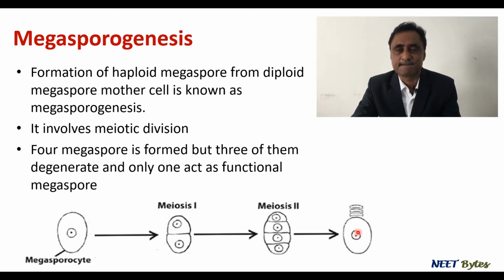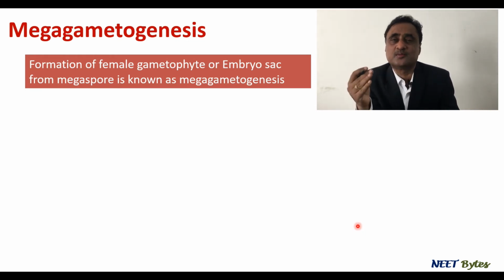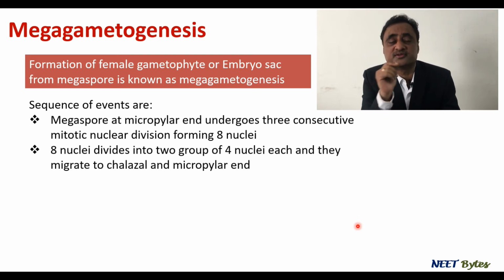Okay. Now let's talk about megagametogenesis. And as usual, first of all, we will talk about the definition. Once again, we need to understand what is the starting point and what is the ending point. For megagametogenesis, the starting point is the megaspore, that is a haploid megaspore. And what is the ending point? The ending point is the formation of the female gametophyte. And what is the name of the female gametophyte? Embryo sac is what we call the female gametophyte. So the formation of the embryo sac from the haploid megaspore is called megagametogenesis.